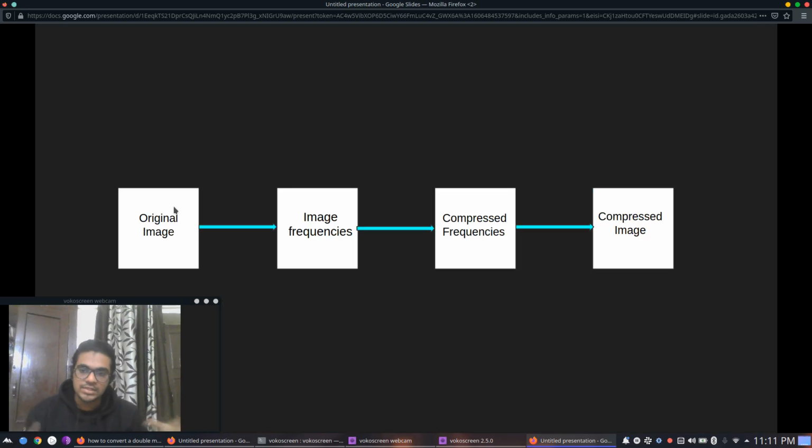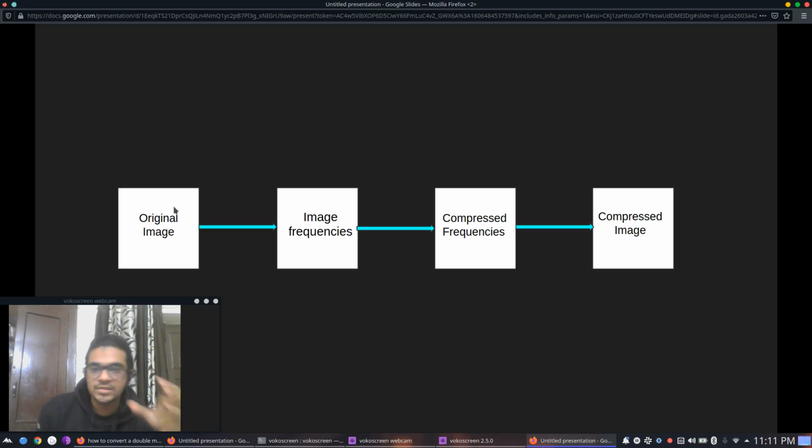So the complete process looks like this. You take the original uncompressed image, and you apply the fast Fourier transform to convert it into the frequency domain. Then you apply a threshold, which basically means you agree on a threshold value, and then you drop all the waves which have an amplitude below this threshold. This leaves you with a much smaller number of frequencies to store.